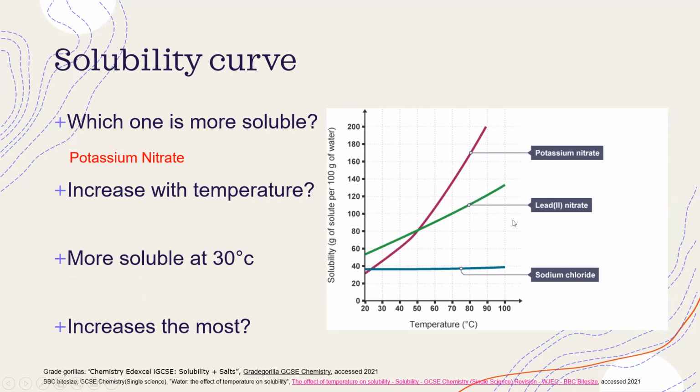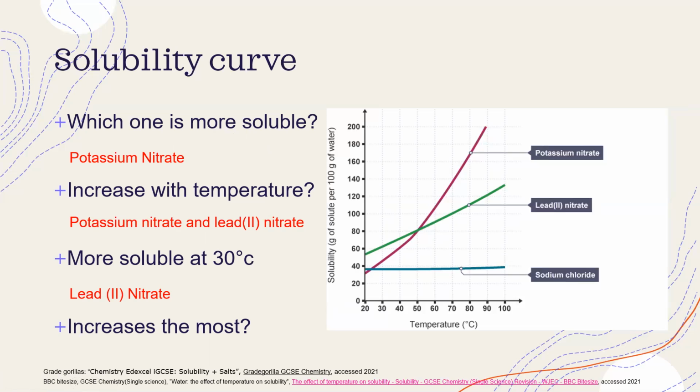Then a question might ask which one increases with temperature, because obviously not every solute's solubility does increase with temperature. But we can see the two major ones. That's quite an easy one. Whichever ones point up with the temperature, potassium nitride and lead nitride. Now they might also, like I said, ask for a specific temperature, which doesn't necessarily mean more soluble. It just means more soluble at a specific temperature. Lead nitride's that, because if you go to 30 degrees, go to whichever one's the highest solubility, we can see it's lead nitride, the green one.